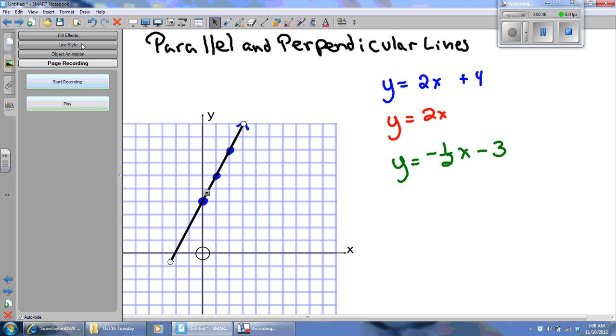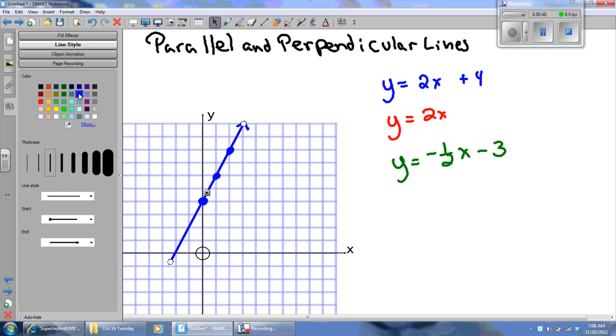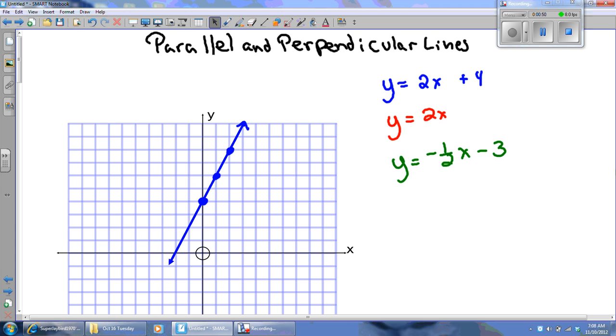All right. Line style. There we go. There's the blue one. So let's do the red one now. Looks like it's in slope-intercept form, and there's a 0 added on the end. So my y-intercept is 0. And again, I'm going to have a slope of 2. And I can just do this. And boom. Looks like those lines are parallel, doesn't it?